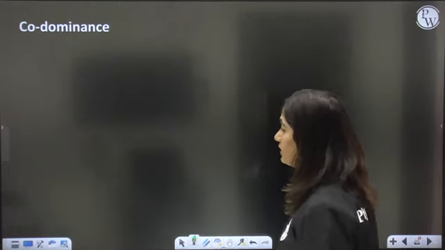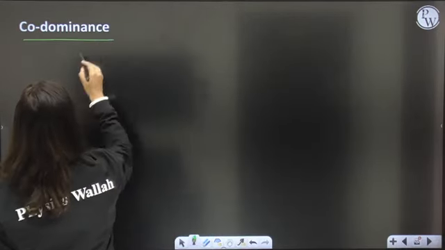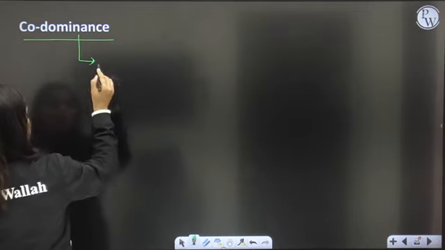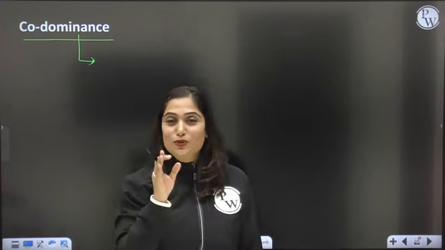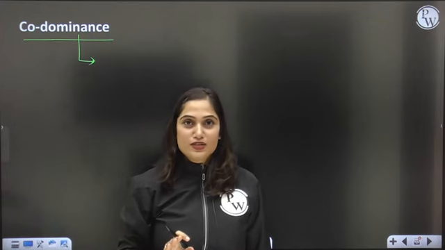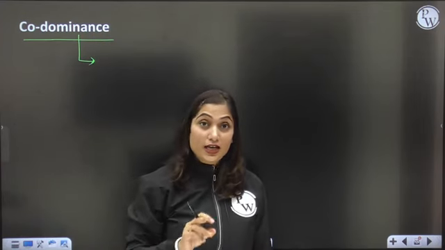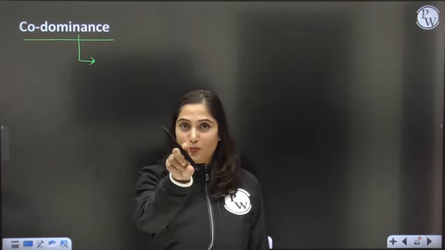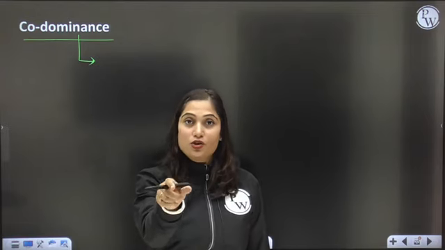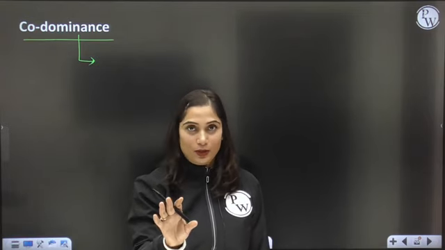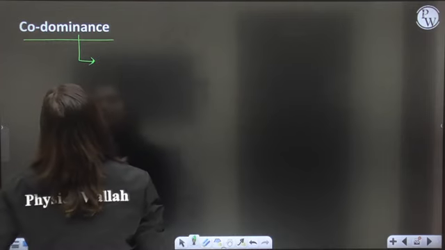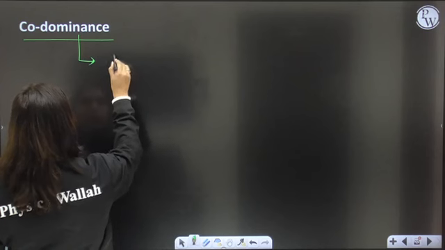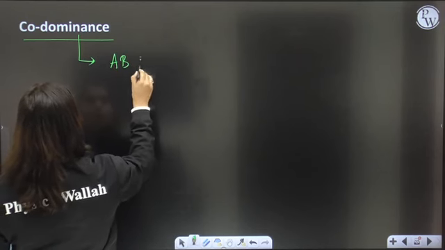Now, codominance. Codominance is a phenomenon where it's different. Here, the mutated allele is not the recessive allele, but it is the functional allele which will form the functional protein, but that protein will be a changed or altered protein. Okay. Suppose, for example, codominance, I am taking the example of AB blood group.